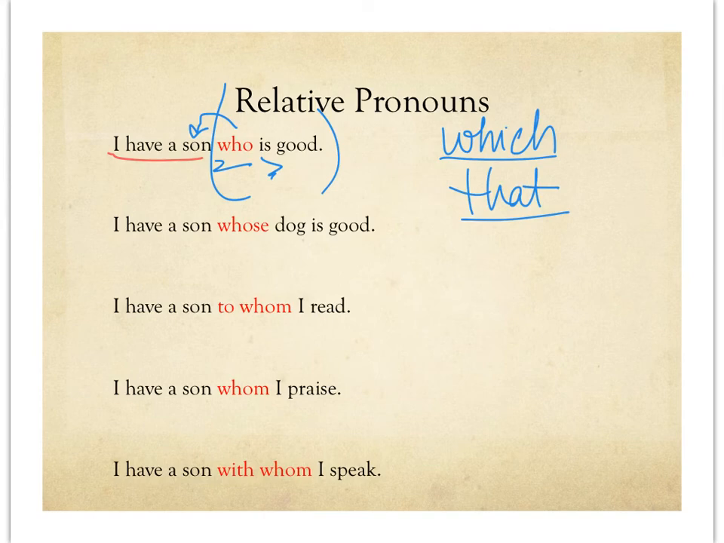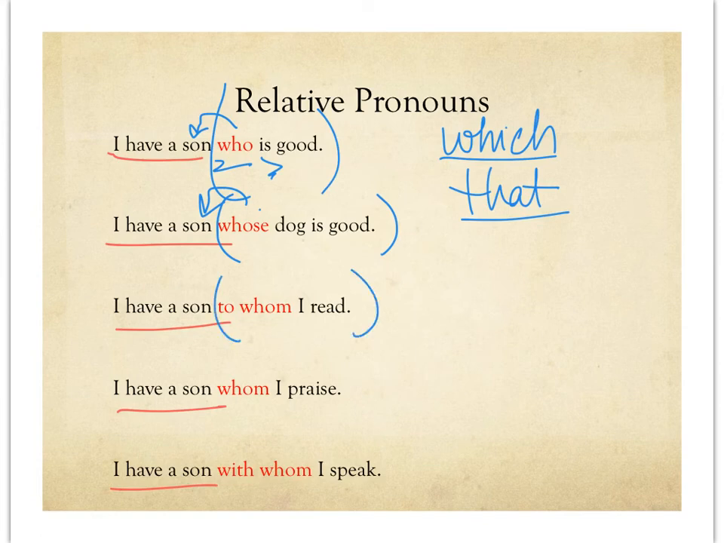So I could say, I have a son. This information is the same throughout all of my examples, but you can see that what's happening in the clause, the relative clause we call it, is slightly different in each. I have a son whose dog is good. So this is still referring to my son, but now we're talking about his dog. Or I have a son to whom I read. Here you can see I'm the one doing the reading, subject verb, and to whom would be an indirect object.